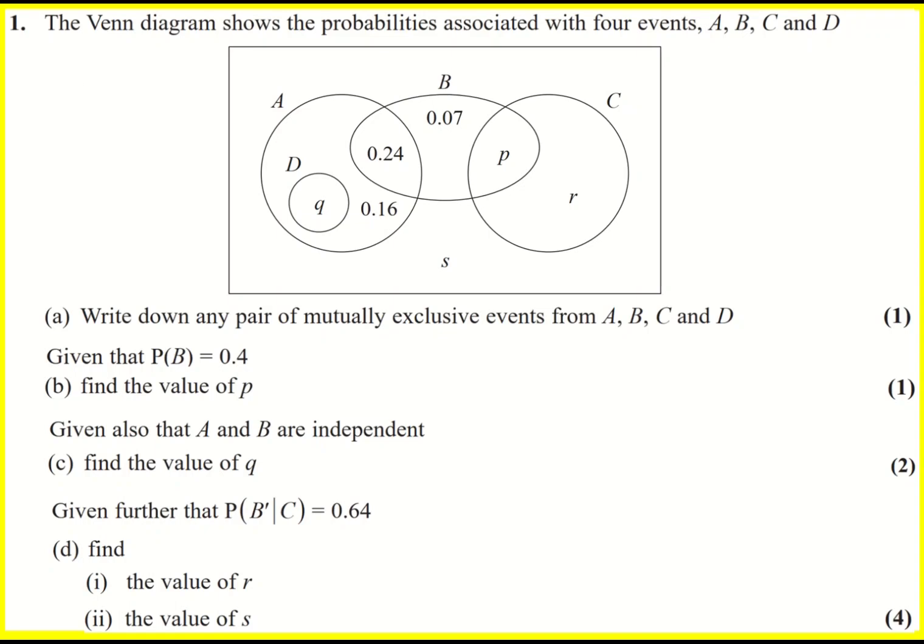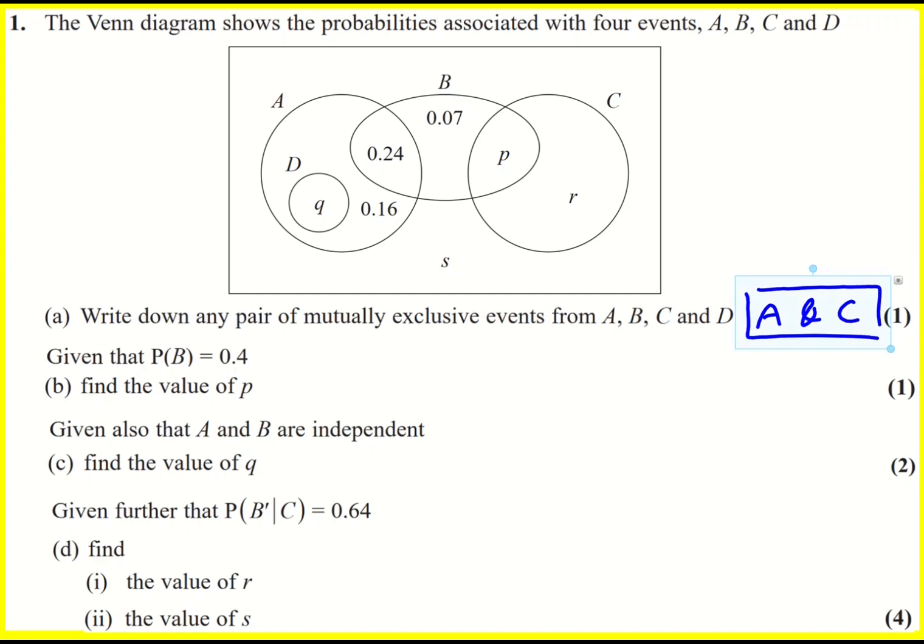We're given a Venn diagram with four events A, B, C, and D. And we're asked to write down any pair that are mutually exclusive. So mutually exclusive is when two events cannot happen at the same time. And on a Venn diagram, it's where there's no overlap. So I just went with A and C.